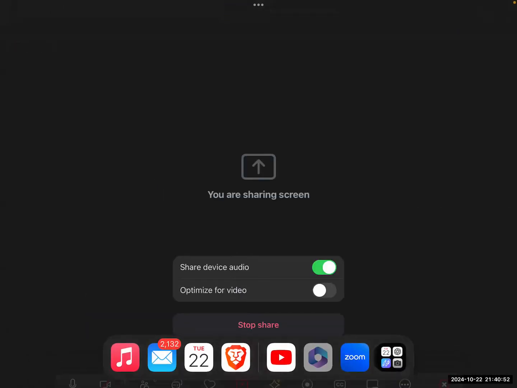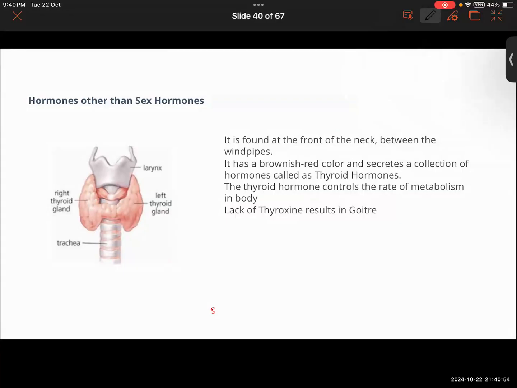Yes. What are the sex hormones we have learned? Testosterone. Testosterone, good, and estrogen and progesterone, right now? So the main sex hormones are three. The main sex hormones produced by the female are progesterone and estrogen, and as for the male, it's testosterone. Got this now? Yes, sir.